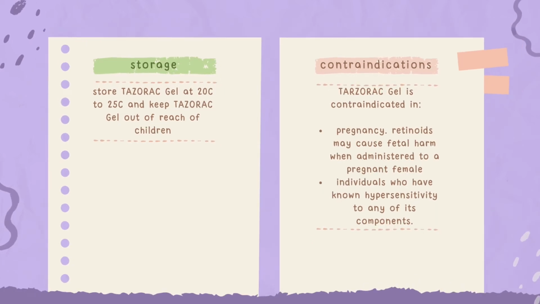Store Tazorac gel at 20 degrees Celsius to 25 degrees Celsius and keep Tazorac gel out of reach of children. Contraindications. Tazorac gel is contraindicated in pregnancy, as retinoids may cause fetal harm when administered to a pregnant female, and in individuals with known hypersensitivity to any of its components.